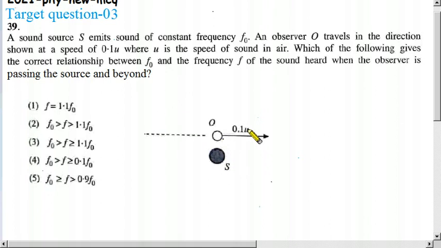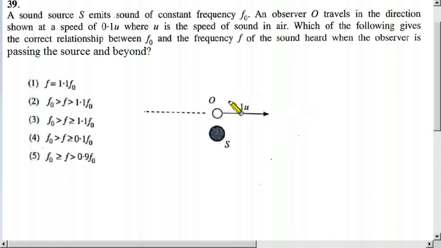So the source feels as if the observer is stationary exactly at this place. After that it changes, but exactly while it is passing, the source feels as the observer is stationary. So therefore frequencies must be equal. Therefore this one's real frequency is f naught, and this one here is f naught. So both should be equal. At this place it is equal.